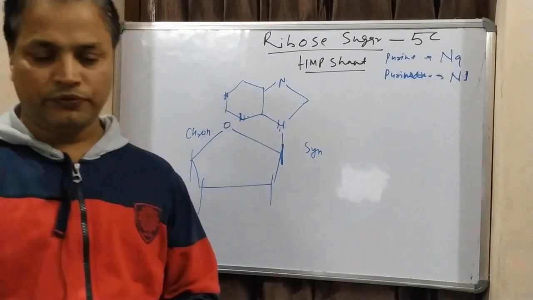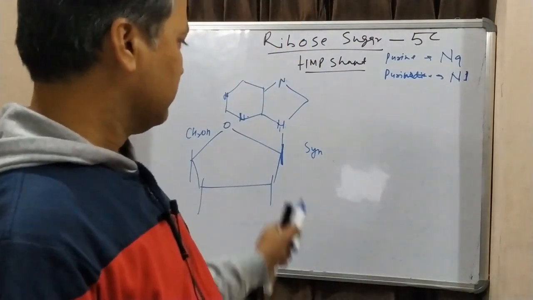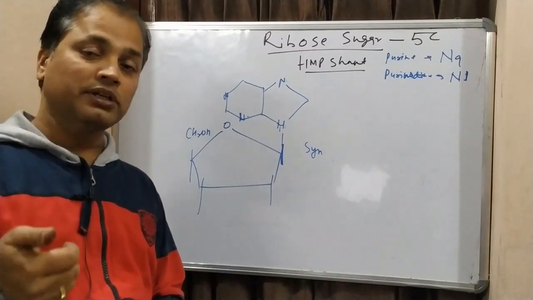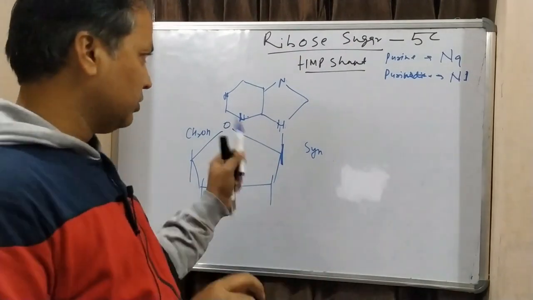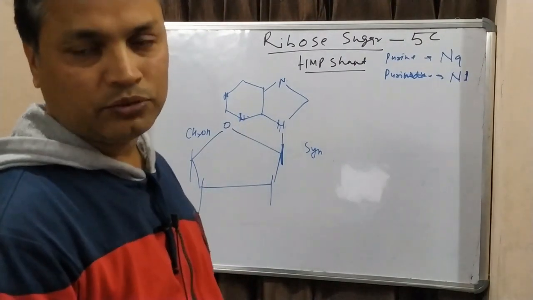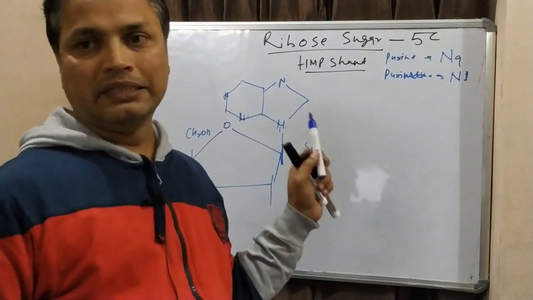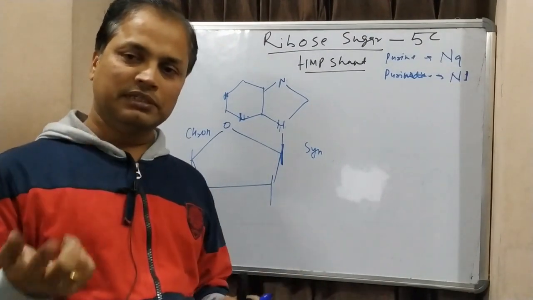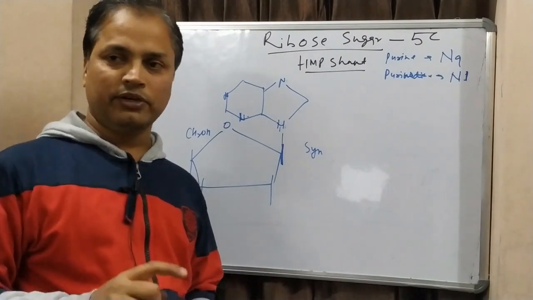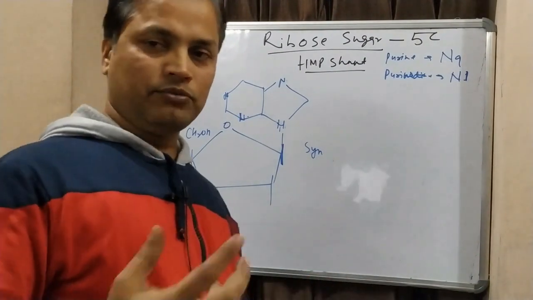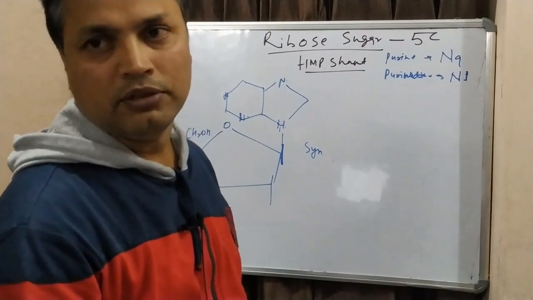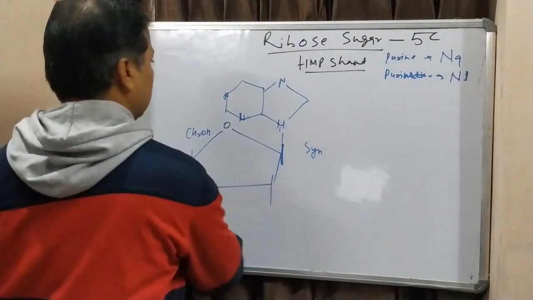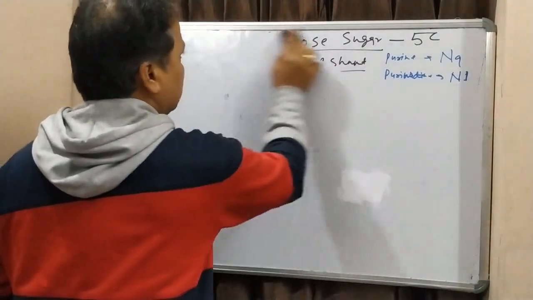syn. So there are two different existences. This is sugar, this is nitrogenous base, and the combination of sugar and nitrogenous base we are calling a nucleoside. So a nucleoside is present in two structures, called syn and anti. If it is adenine we can call it syn-adenosine, if it is anti we can call it anti-adenosine. Similarly, in case of guanine, thymine, and cytosine, we have syn and anti. So this is sugar.